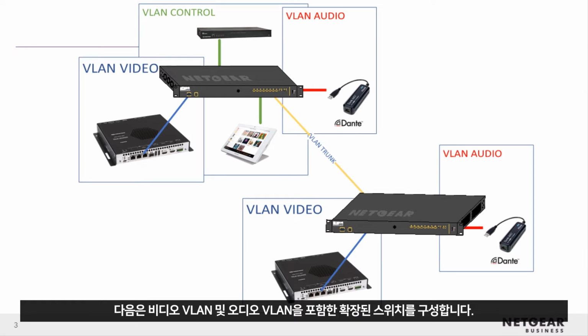And then we will create the distribution switch with only the two VLANs, VLAN video and VLAN audio, because everything is already on the primary switch, so we don't need the VLAN control. And then we see that with the auto trunk and auto LAG, you can reach the core switch very easily.